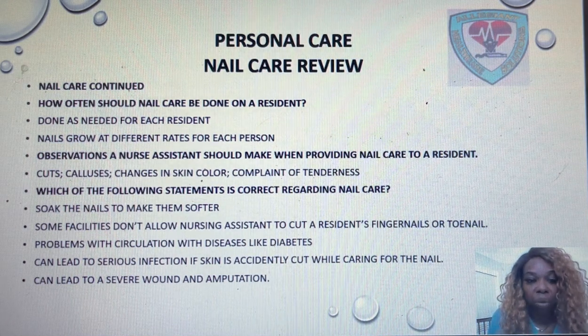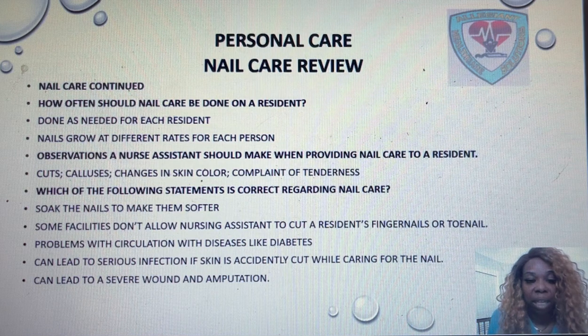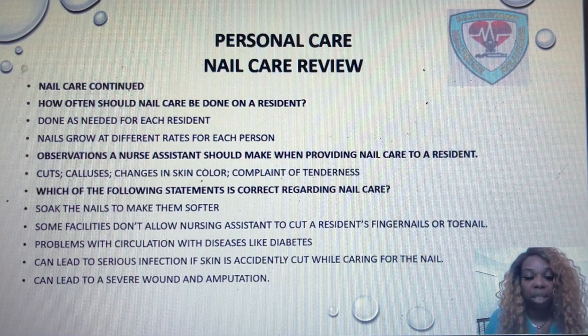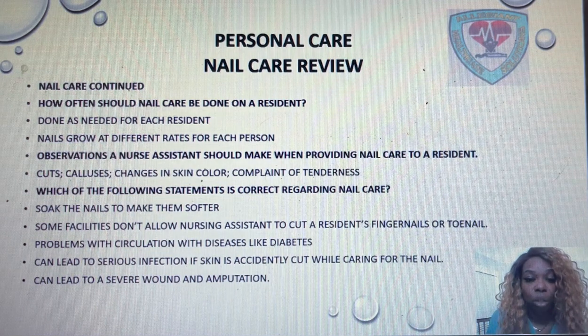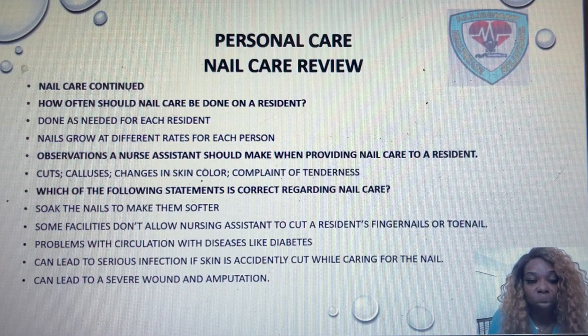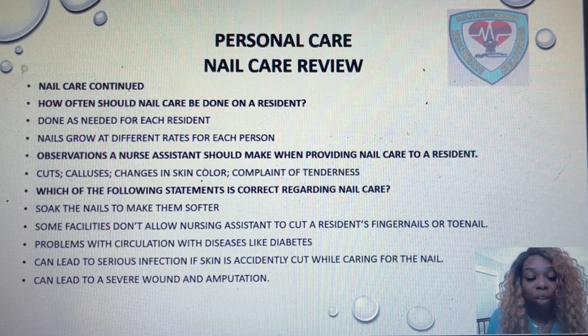Be aware that some facilities do not allow nursing assistants to cut, trim, or file nails of residents with certain complications like decreased circulation, delayed healing. Residents that have diseases like diabetes are some of the reasons why some facilities do not allow the nursing assistant to actually cut or trim the nails. Cutting or trimming the nails of a resident that has diabetes can cause serious infection if the skin is accidentally cut while you're performing nail care.